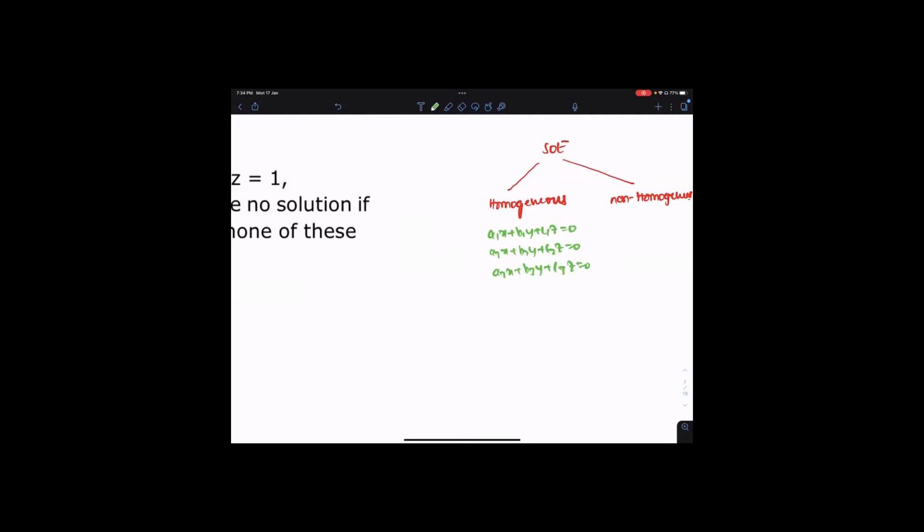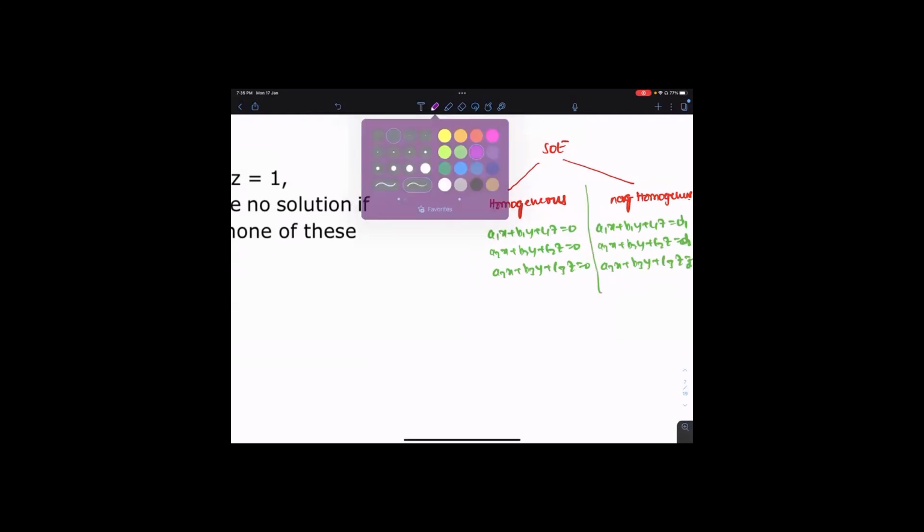Non-homogeneous means simply on the right side, instead of zeros, you will be now having some d1, d2, d3. Okay, some constants will be there. Okay, next. You need to understand what is meant by trivial solution.